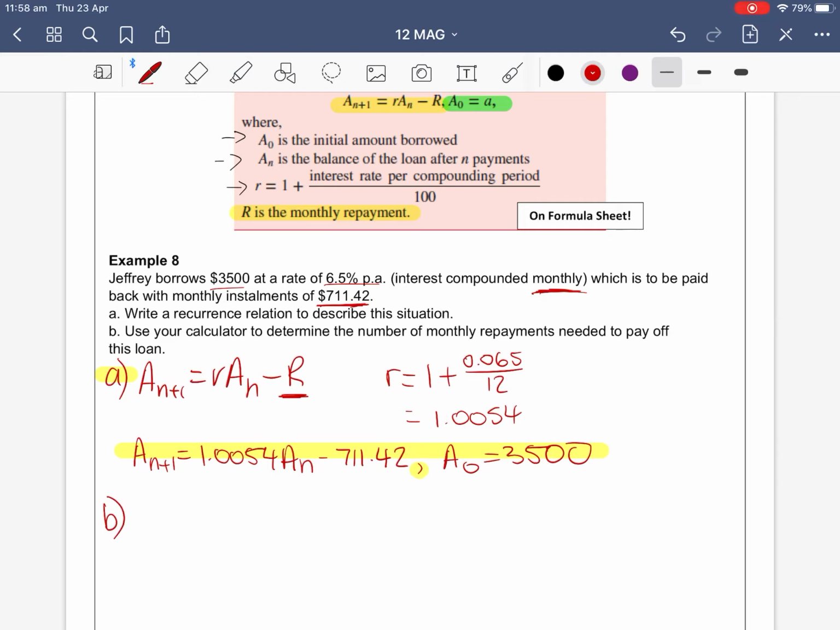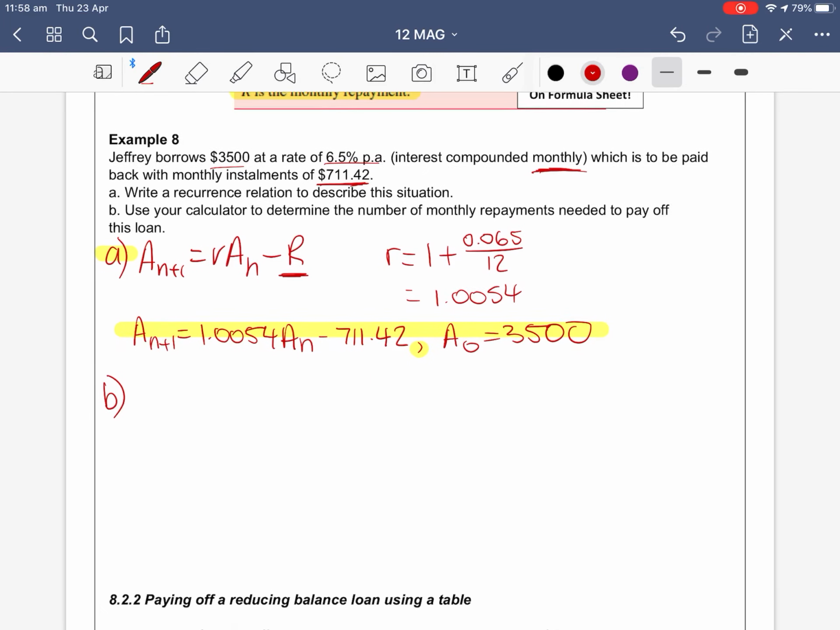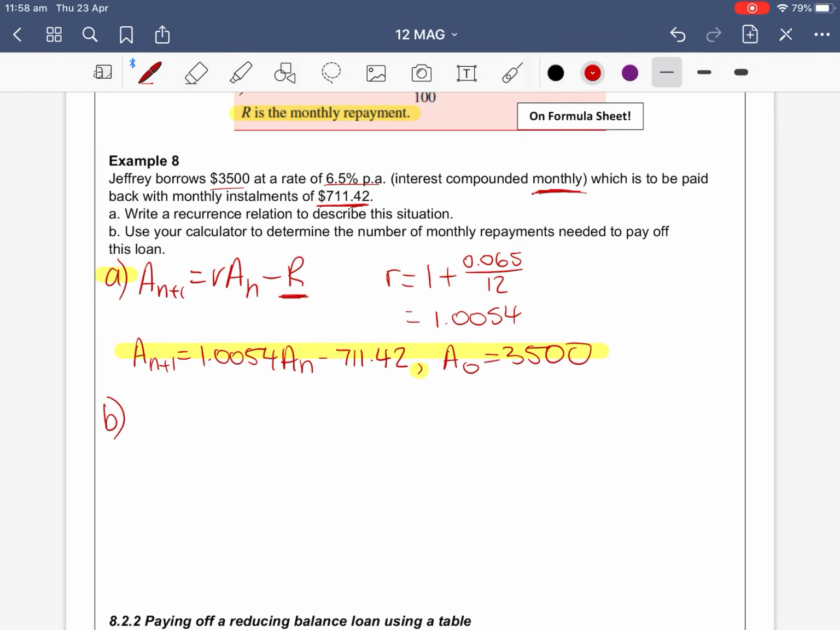Looking now at part B, we're asked to use this relation, using your calculator, to determine the number of monthly repayments needed to pay off this loan. What we're going to do is use the iterative method. We punch in 3,500 into our calculator and hit equals.